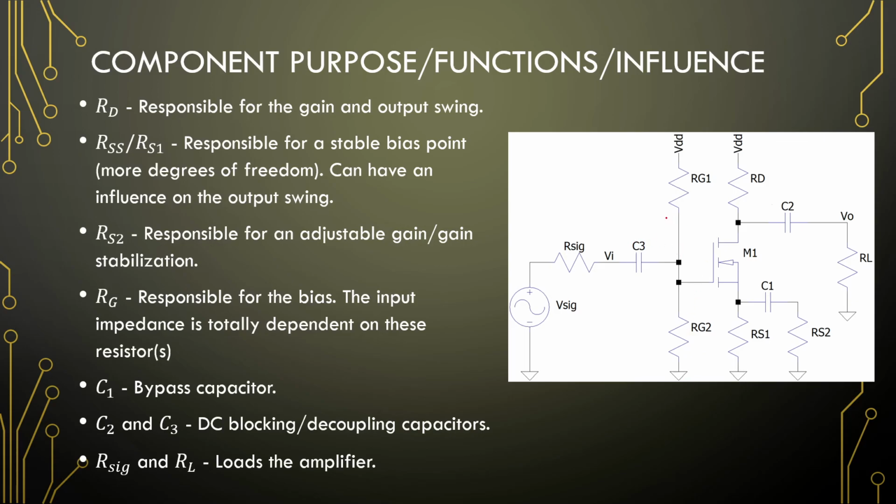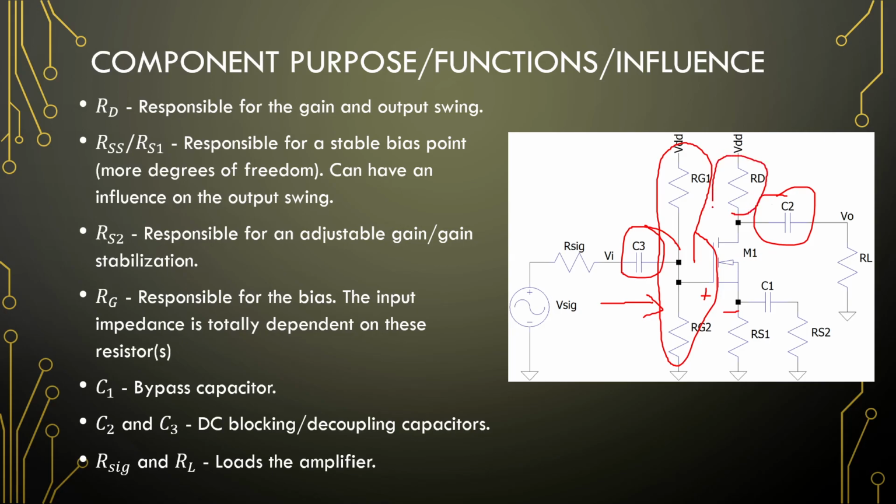So first thing is, let's go with the input and output decoupling capacitors. They are so that no DC from external sources can influence our amplifier. Secondly, the gate resistors. They are responsible for the input impedance of our amplifier and biasing our MOSFET to provide the correct amount of drain current, and therefore transconductance and gain. RD is responsible for our gain in general.